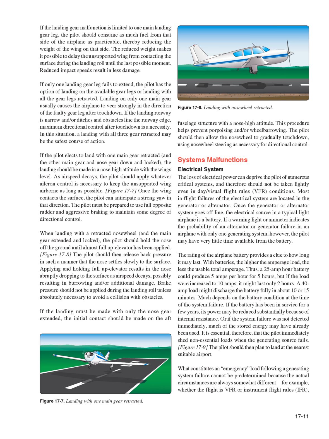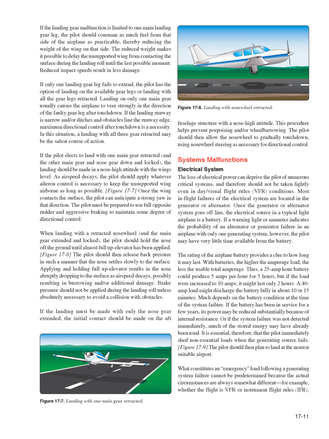If the pilot elects to land with one main gear retracted, and the other main gear and nose gear down and locked, the landing should be made in a nose-high attitude with the wings level. As airspeed decays, the pilot should apply whatever aileron control is necessary to keep the unsupported wing airborne as long as possible. Figure 17.7. Once the wing contacts the surface, the pilot can anticipate a strong yaw in that direction. The pilot must be prepared to use full opposite rudder and aggressive braking to maintain some degree of directional control.